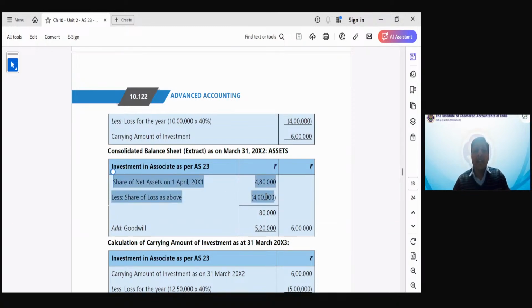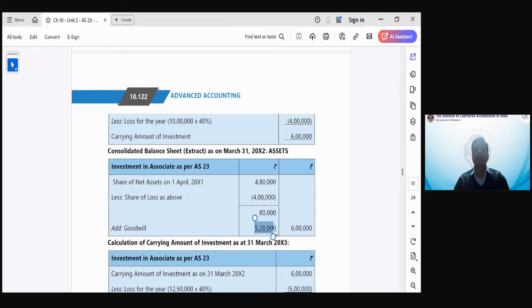Okay, so this share of net assets, which was there as on 1st April X1, you will start with that, to which you will add any change in net assets. Now, in this case, change is negative, so you will deduct. So what do you get? 80,000. So your share of net assets is reduced to 80,000 now at the end of first year. But the amount of goodwill is intact. That is not changing.